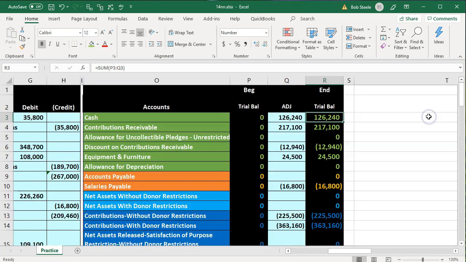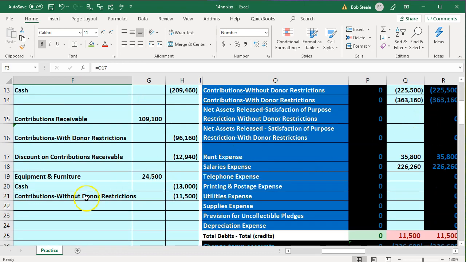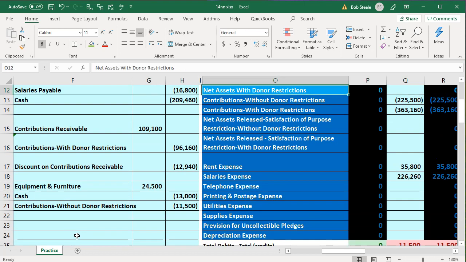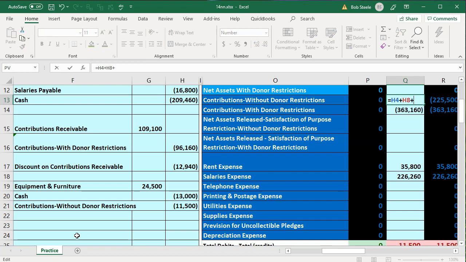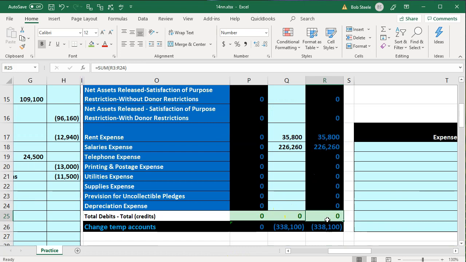So we've increased the cash, and then we're going to scroll back down and pick up the last one, which is the contributions without donor restrictions. Contributions without donor restrictions, kind of like our revenue account. Right here in Q13, something's in it. So again, you can double click on it. I'm going to press F2, and then scroll back down with the arrows, scroll over with the arrows, and then there's that 11.5 increase in that account. That then puts us back in balance with the green zeros.